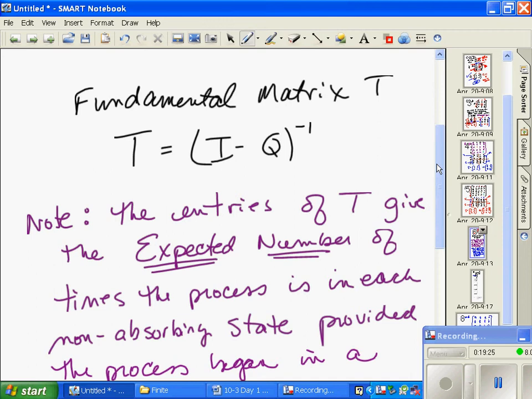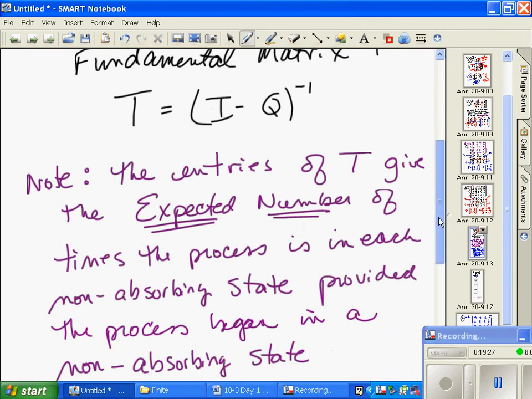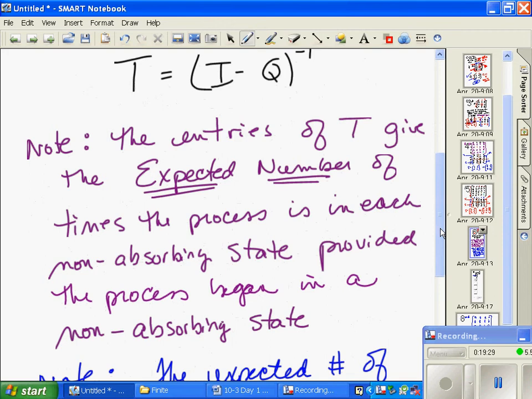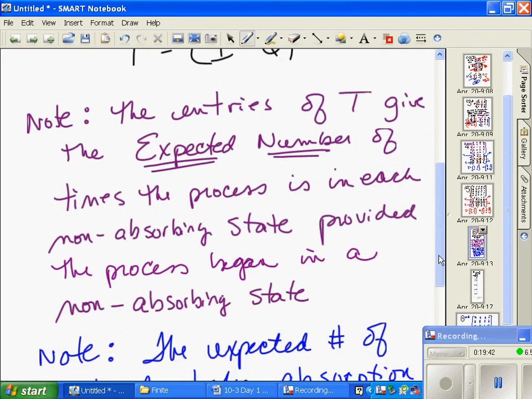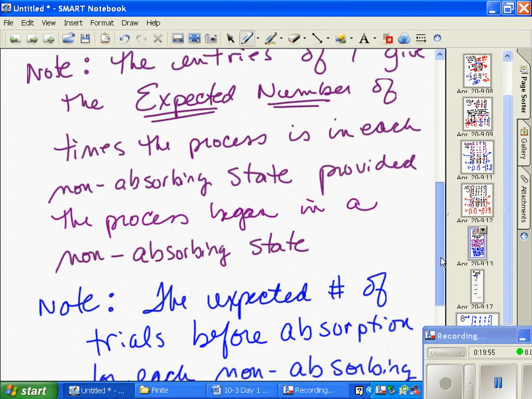Now the interesting thing about matrix T, and this is what you're going to have to remember, the entries of matrix T give the expected number of times the process is in each non-absorbing state, provided that the process begins in a non-absorbing state. So basically it's going to tell you if you started in the non-absorbing state 1, how many times are you going to be in state 1, how many times are you going to be in state 2, and basically all the times before you get to the absorbing state.